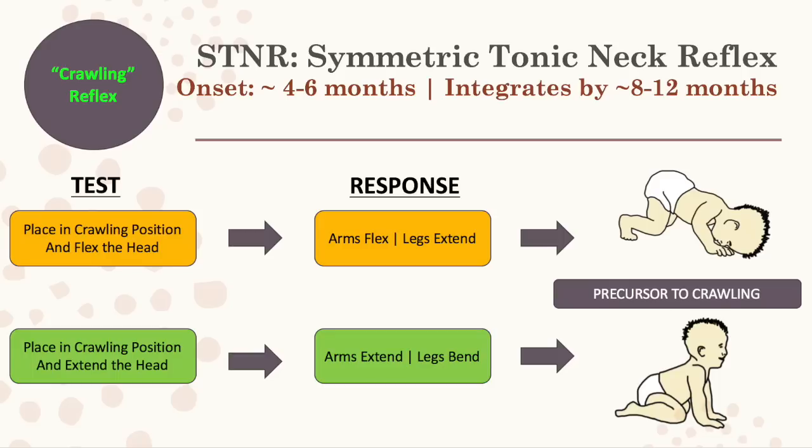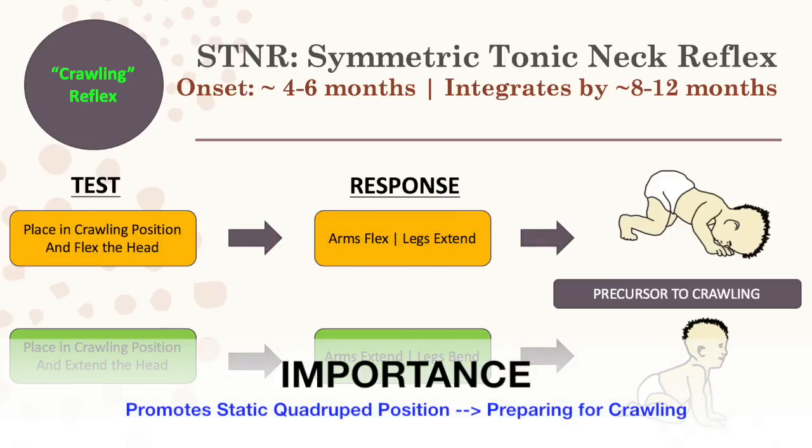What you'll see is the arms bending in flexion and the legs straightening in extension, getting the baby's butt up in the air. And for the second position, you would place the baby in the crawling position again and extend the head. And the response you'll see here will be arm extension with legs bending and tucking underneath their butt. So in both cases, whether the head is flexed or extended from that crawling position, the corresponding movements are helping in preparing the baby for that really important milestone, crawling, by facilitating a static quadruped position, because this is essential. It's an essential precursor to crawling.